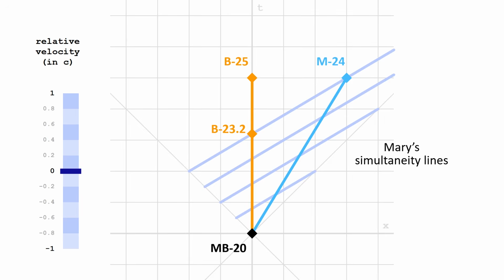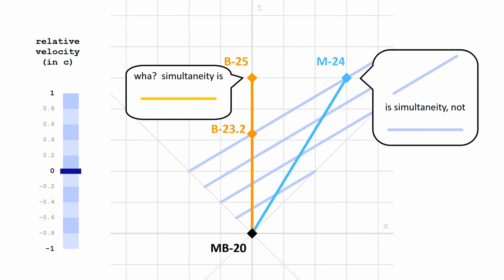This is a representation of relativity of simultaneity. In this reference frame, Mary perceives things to the left as they are a bit earlier than things to the right, which explains why Mary at age 24 has Botan at age 23.2, not 25.